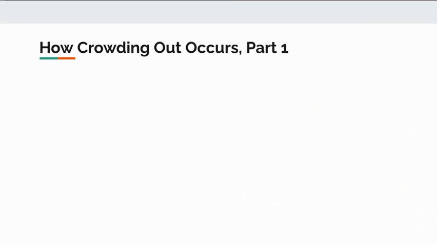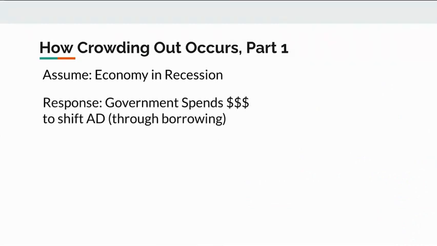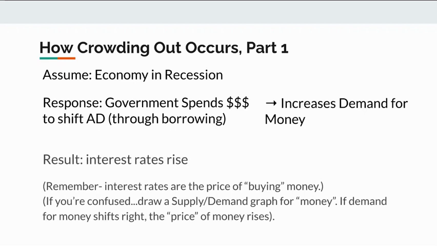So, here's how crowding out occurs. Part 1. So, let's say the economy is in a recession. Oh no. So, let's say the government decides to respond by using government spending, and they spend a lot of money and they're able to shift aggregate demand to the right. And let's say they finance this through borrowing. Well, when people borrow money, this leads to an increase in the demand for money. As a result, interest rates will rise.